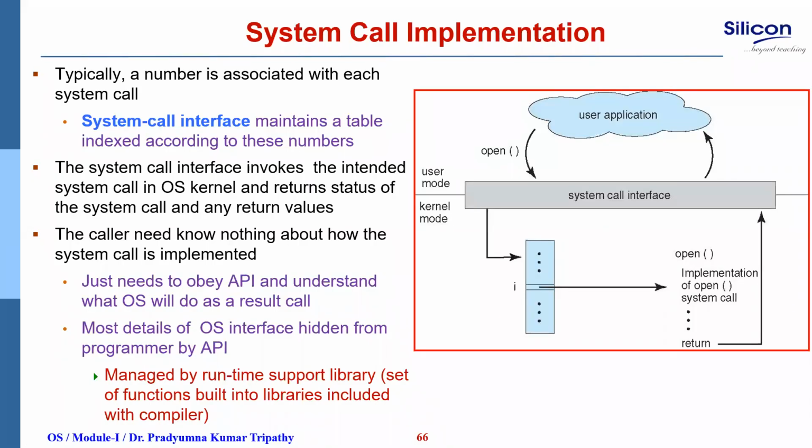This will go to the what? To the 15th serial. Understood? So once it reaches the 15th serial, what will it do? It will invoke the corresponding code which is designed for 15. Suppose 15 is the open function, and for the open function it will invoke that particular system call.